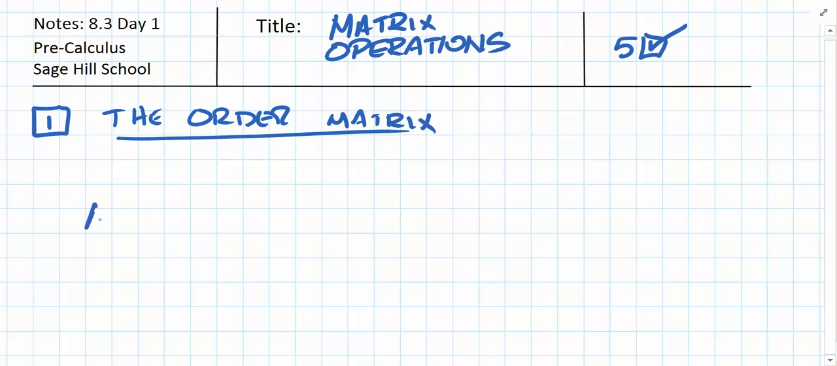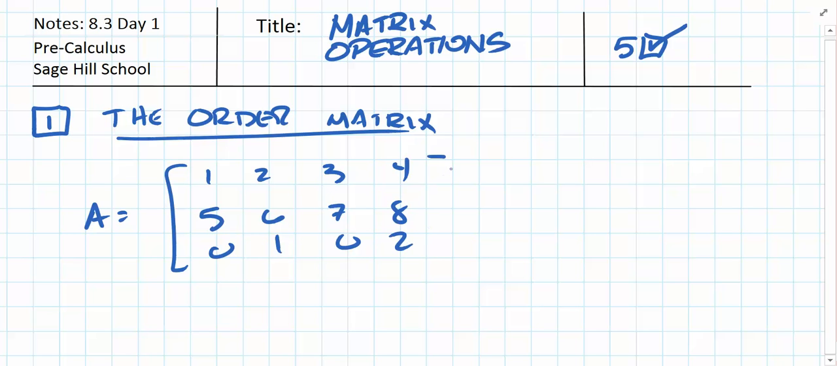So if we say matrix A is equal to 1, 2, 3, 4, 5, 6, 7, 8, 0, 1, 0, 2, what is the order of this matrix here? Yeah, the order is a 3 by 4. It always goes rows by columns, right? So I've got 3 rows and I have 4 columns.